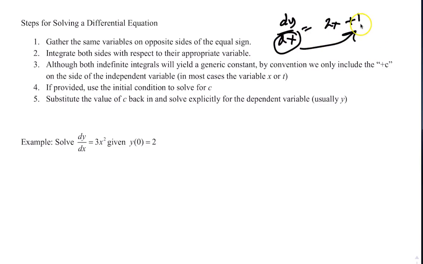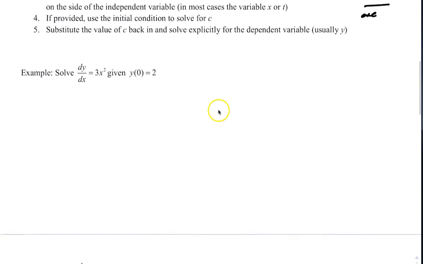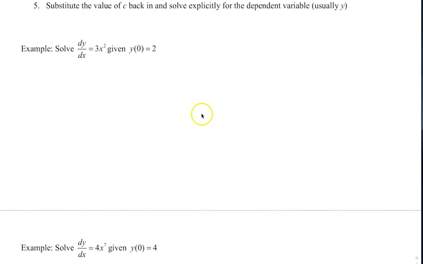So when we integrate this, we're going to have a dx there to let us know to integrate with respect to x. Although both sides are indefinite integrals, we yield a general constant. So after you integrate, you have to put a plus c. You don't put it on both sides, you just put it on one side, because if you had a constant on both sides, you just combine them by subtracting one from each side. If provided an initial condition, use it to solve for c, and then substitute your c back in to solve explicitly for the dependent variable y. That just means after you find your solution, plug c back in, so you have an actual nice value for y. So let's do a quick example.